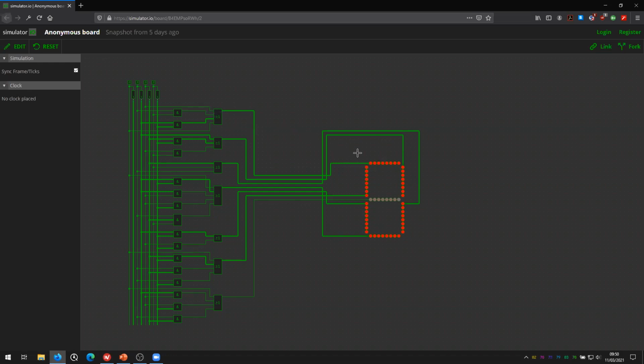So the A segment was the top segment. So you can see this wire here goes to the A segment. And the G segment was the middle segment, and that's connected to this last, I guess, part of the circuit. And you can see again how this works.